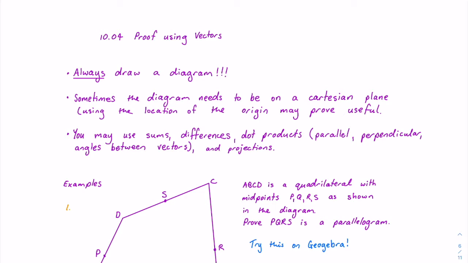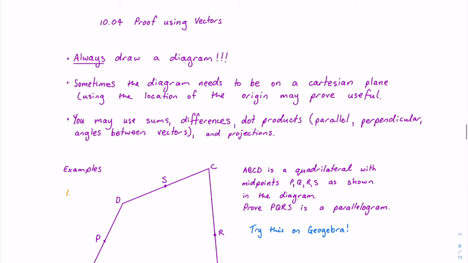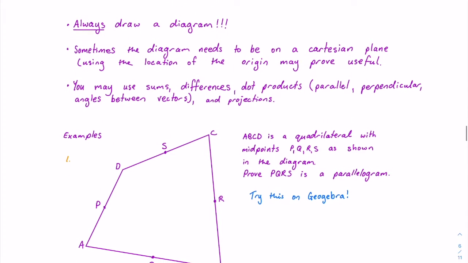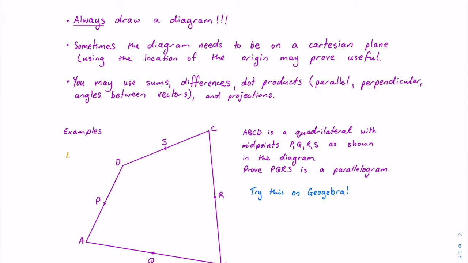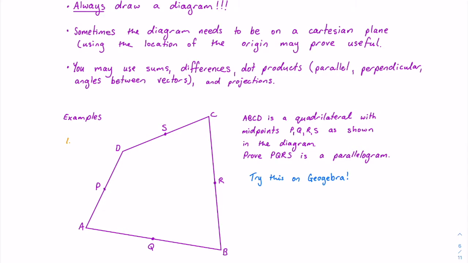Now the most important thing here is you must always draw a diagram. If you don't draw a diagram, you're really going to struggle with these. That's really important. Sometimes your diagram might want to be on a Cartesian plane, because the location of the origin can prove to be very, very useful. You might use sums of vectors, differences of vectors, or dot products, particularly if it's talking about parallel, perpendicular, or angles between vectors, and you could potentially use vector projections as well.